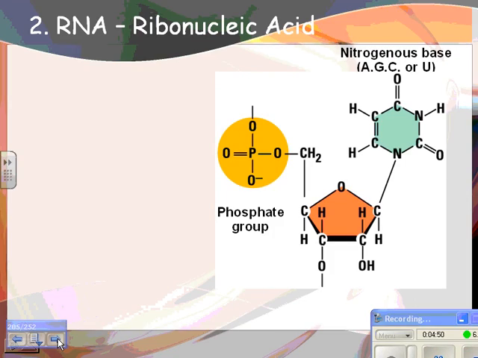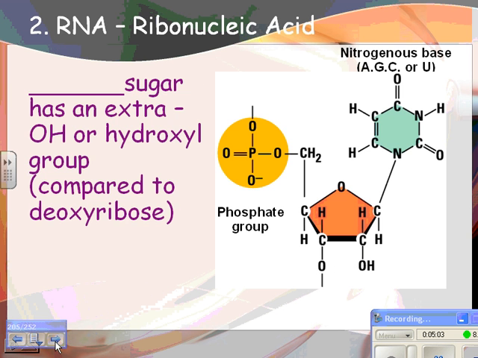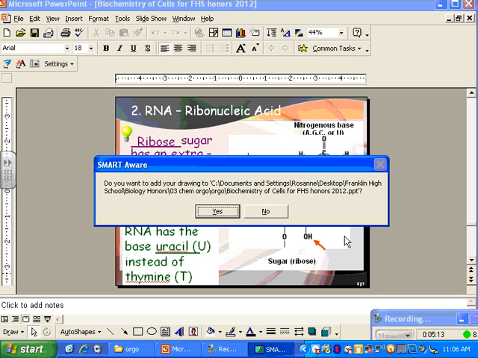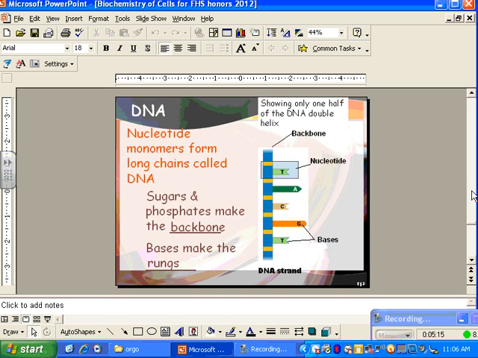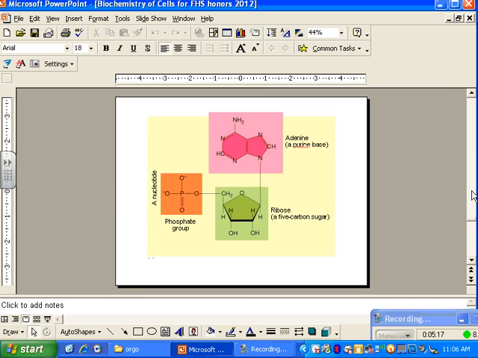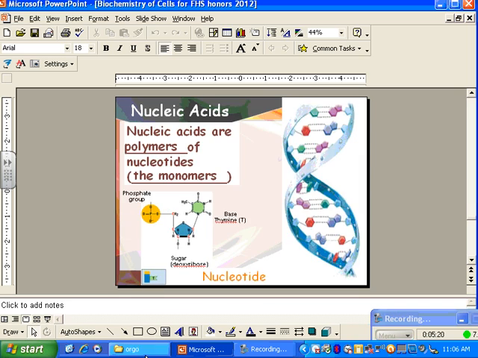RNA is a little bit different from DNA in structure as well as function. So take a look at this. There's an O and an O. This thing is the sugar ribose, and that gives RNA its name, ribonucleic acid. So ribose has an extra oxygen or hydroxyl group compared to deoxyribose. Let me go backwards and show you a picture of DNA while I'm thinking of it. And let's see, that was RNA. This is DNA.